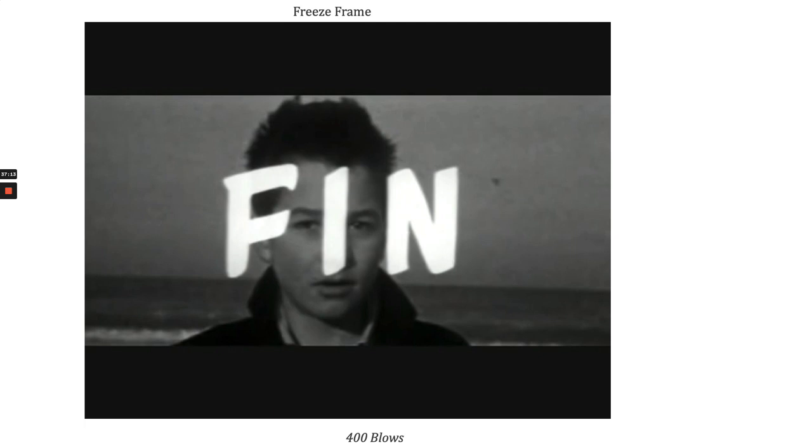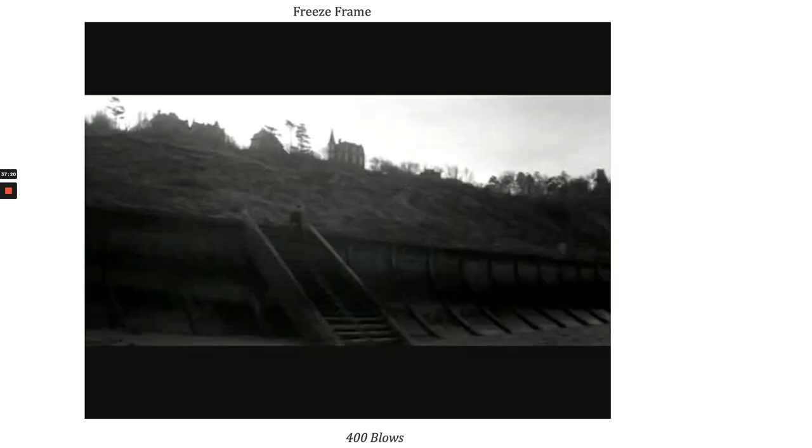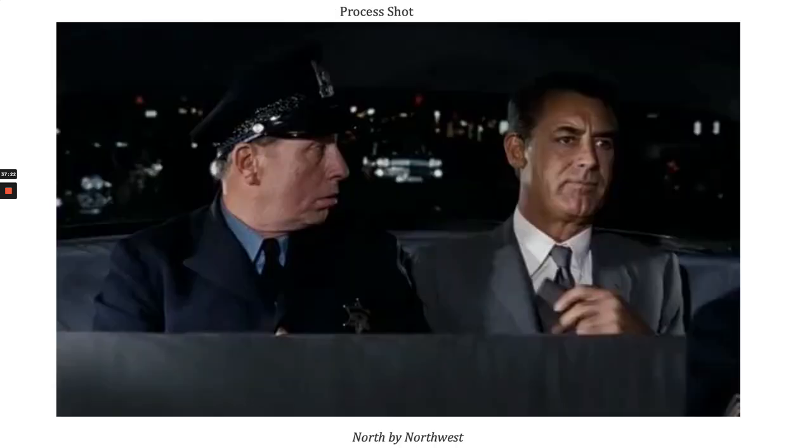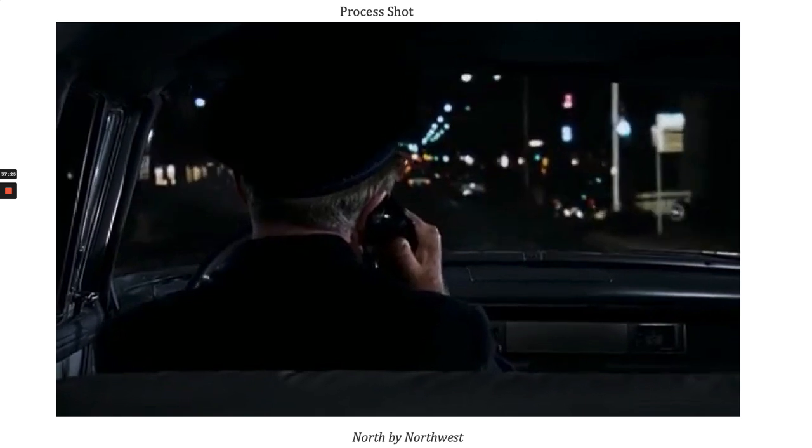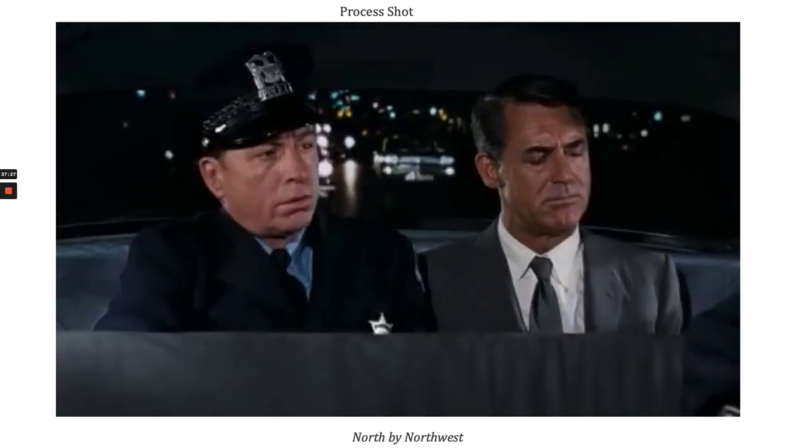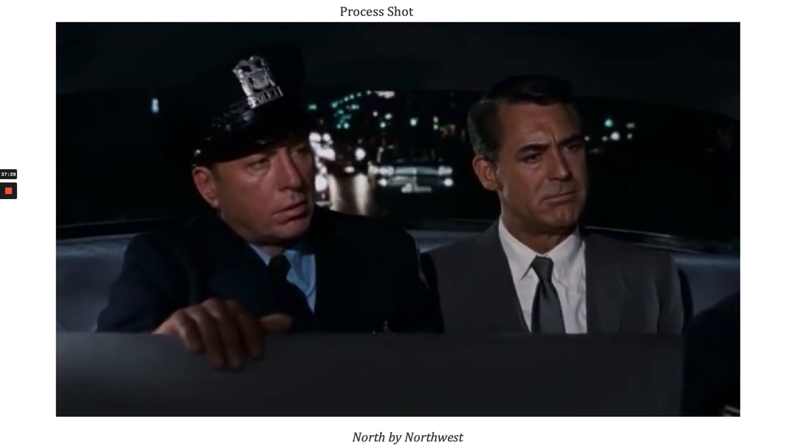A process shot is combining two different pieces of film. Normally this is done with a green screen. As we see here, this one takes place in North by Northwest again. Cary Grant's mistaken for a criminal.